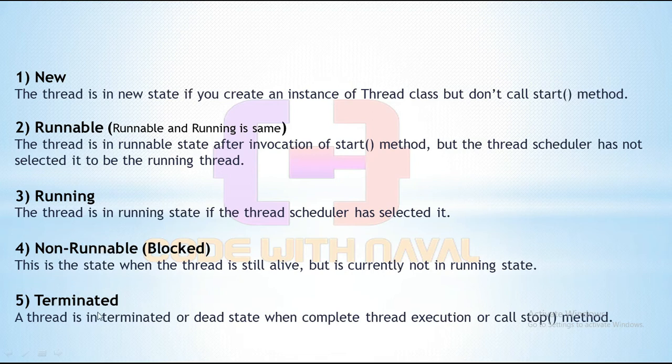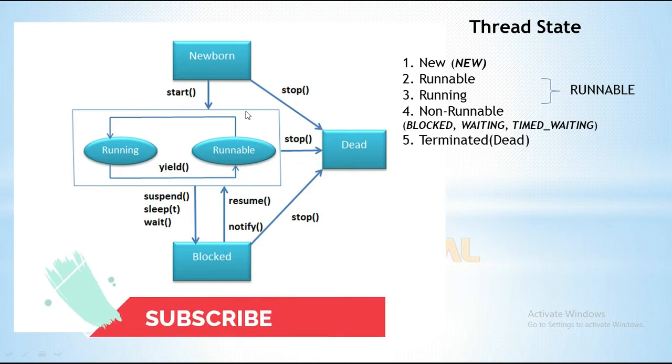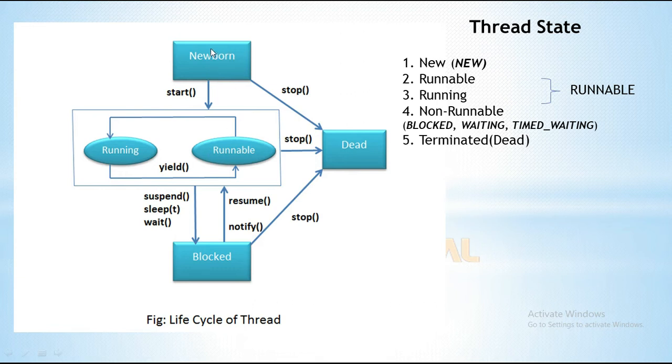Then finally we have terminated. A thread is in the terminated or dead state when its execution completes or when the stop method is called. A thread dies in two situations. First situation, when we call the stop method at any time. You can see here, if we create a newborn thread and immediately call the stop method, then the thread terminates. If you call the stop method in between running, then also the thread terminates. In the blocked state, if we call the stop method, then also the thread terminates. This one is the first scenario. And the second scenario: after the thread starts executing and once the thread execution completes, then that thread automatically terminates.